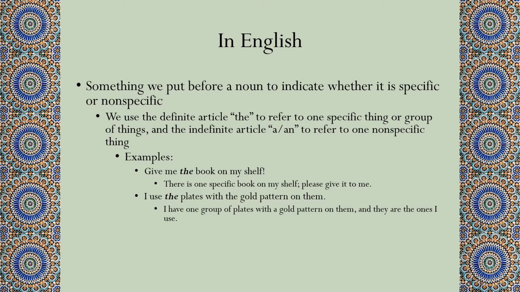And finally, to give an example of the usage of the indefinite article a or an, if I tell someone, give me a book from my shelf, that means give me any book from my shelf. I don't have any particular book in mind. You could give me Catcher in the Rye, you could give me War and Peace, you could give me any book that I have. I don't care which one, I just want you to give me some random book.